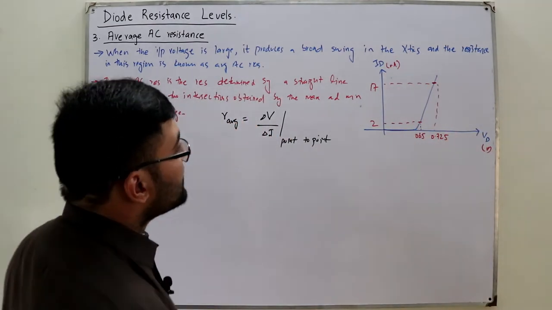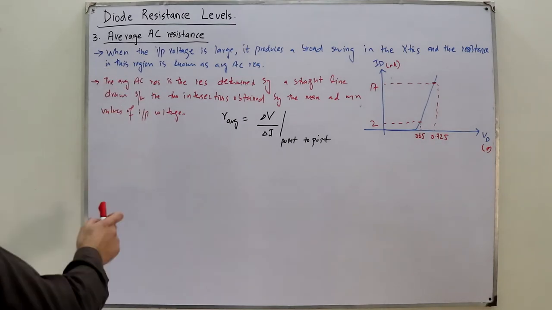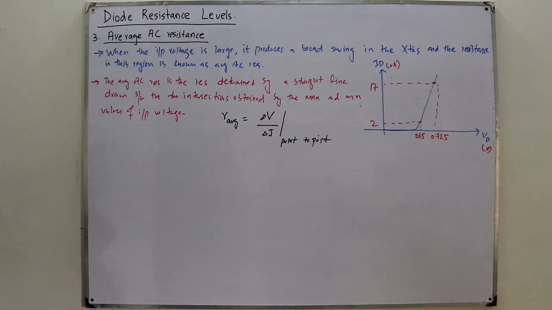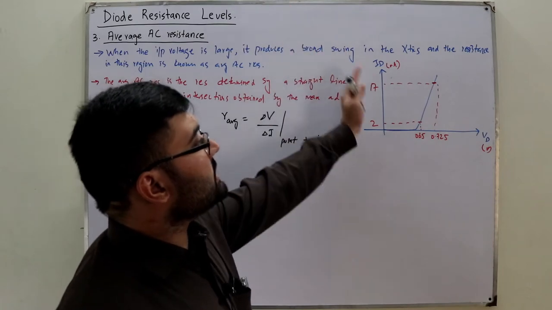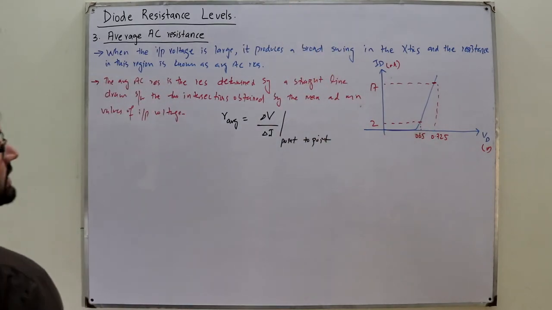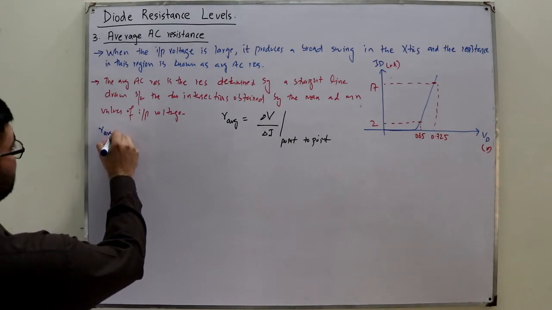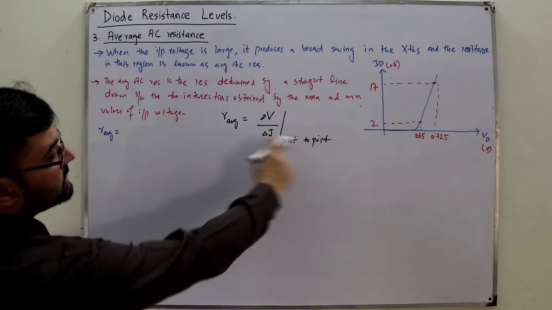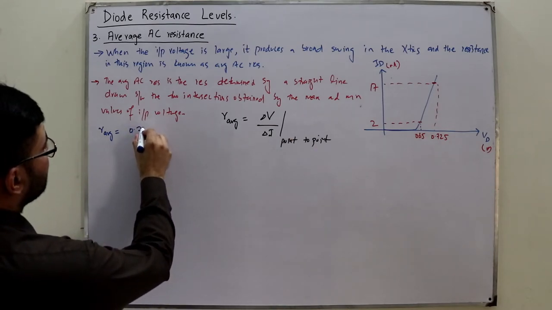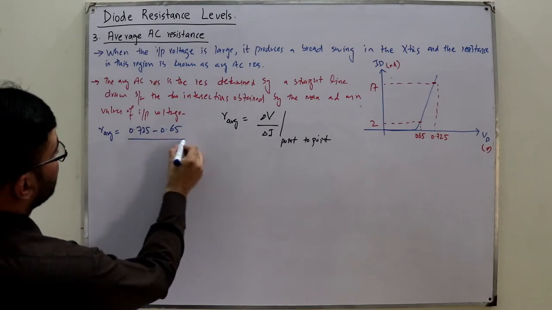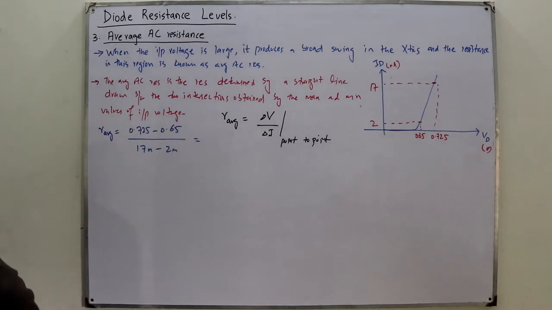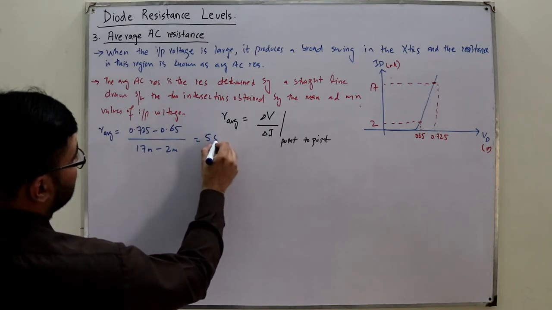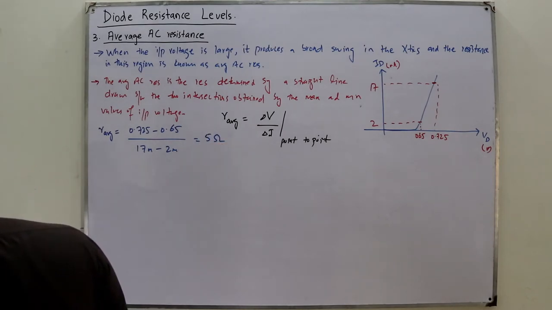If you are asked to calculate the average AC resistance of the graph, what do you have? Determining the average AC resistance between the given limits. So you are given the limits, and for the change, take the ratio. The average AC resistance is the change of voltage, 0.725 minus 0.65, divided by 17 milli minus 2 milli. What you get is the final value, which is 5 ohms.